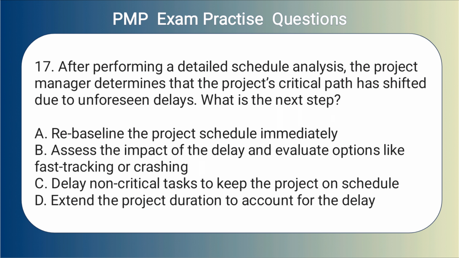17. After performing a detailed schedule analysis, the project manager determines that the project's critical path has shifted due to unforeseen delays. What is the next step? A. Re-baseline the project schedule immediately. B. Assess the impact of the delay and evaluate options like fast-tracking or crashing. C. Delay non-critical tasks to keep the project on schedule. D. Extend the project duration to account for the delay.